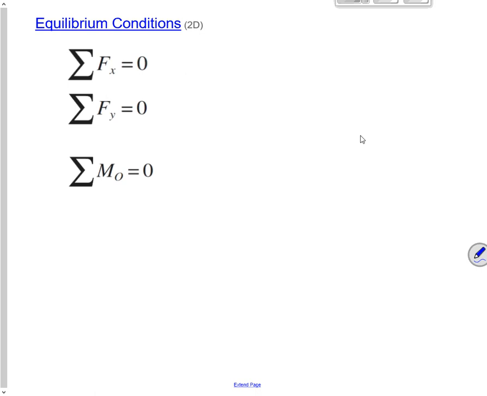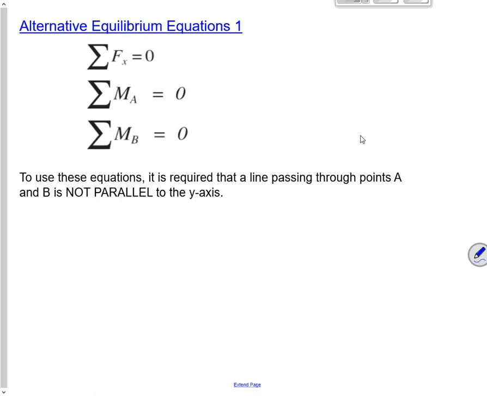And that seems fairly standard. That's the way we've done problems in physics. That's the way everybody tends to think about this. But there are some other options. For example, I could also use one force equation and two moment equations.